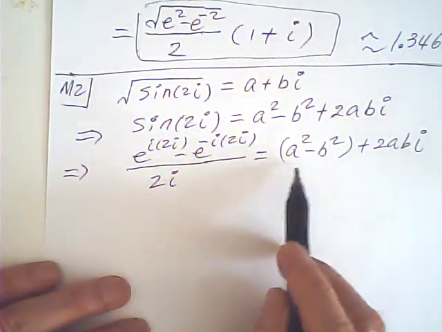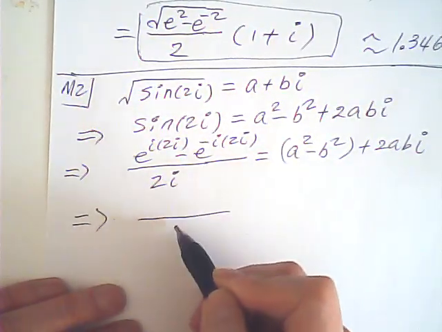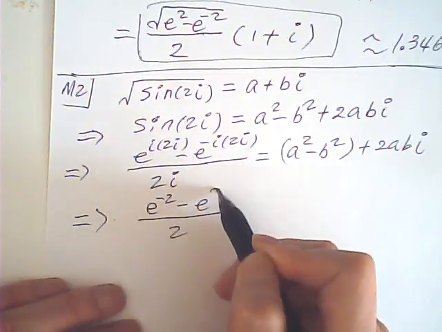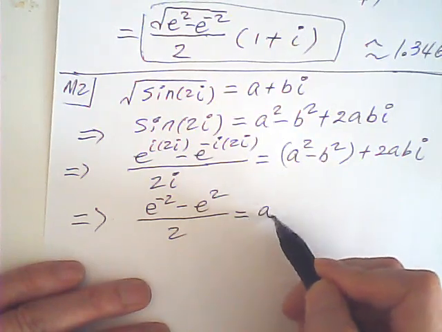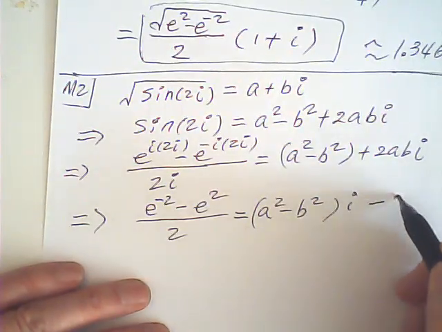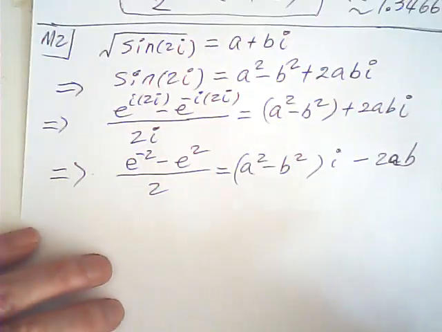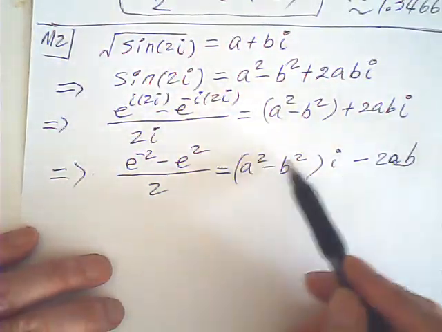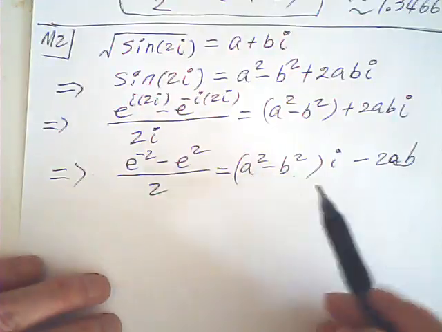Then I multiply i both sides. So this one equals 2e negative 2 minus e to the square is equal to a square minus b square i minus 2ab. Okay, this side is a real number. That side is a complex number. Therefore, the real part must be 0.